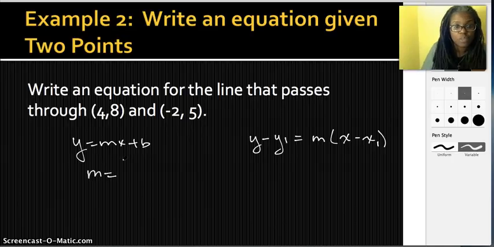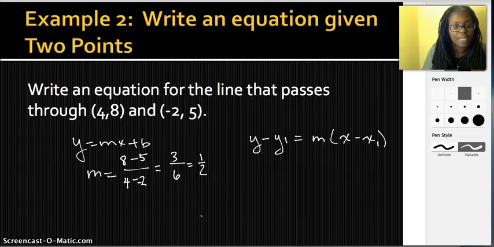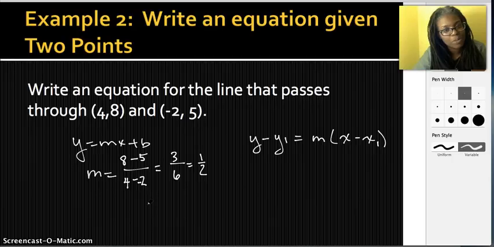My slope is change in y over change in x, therefore I'm going to say 8 minus 5. So that's y sub 2 minus y sub 1, if you'd like, over x sub 2 minus x sub 1. Notice I'm maintaining the same order in terms of which point I'm using first. So 8 minus 5 is going to be 3, and then 4 minus negative 2 is actually a positive 6. So I see that my slope here is 1/2. So that's part of the battle. But how do I find the y-intercept? Now that's a little bit more tricky.